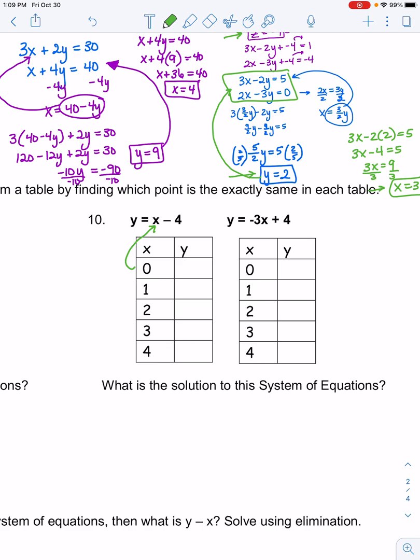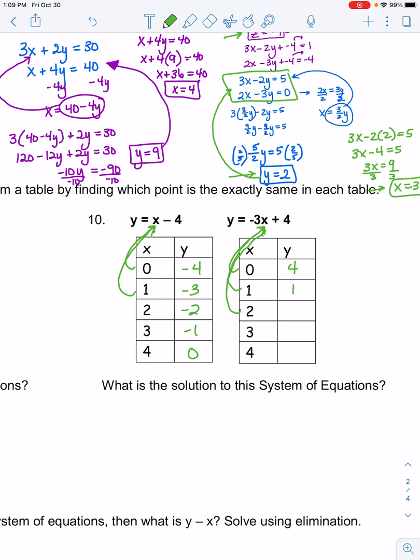So if I put a 0 there, 0 minus 4 is -4. If I plug in a 1 here, 1 minus 4, -3. Plug in a 2, etc. Same with this second equation. If I plug in a 0, I get 4. Plug in a 1. -3 times 1 is -3 plus 4 is 1.